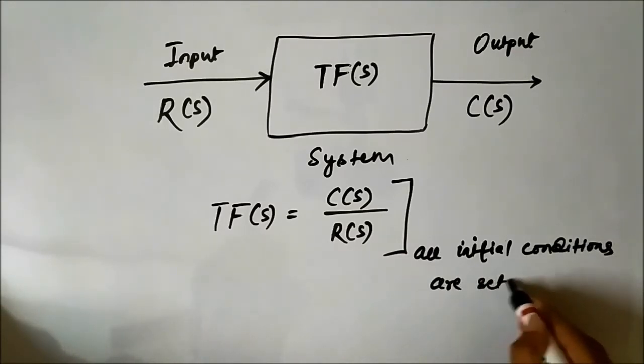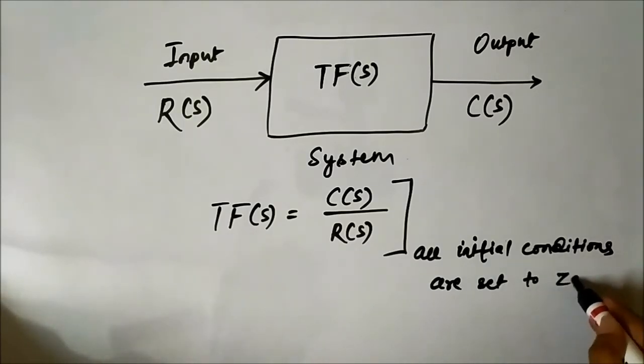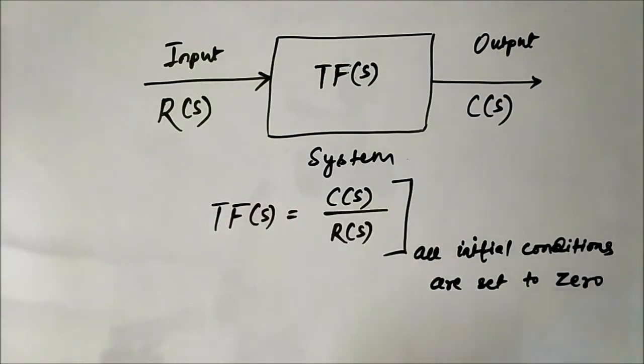All initial conditions are set to 0, meaning from the time the system input and output are being considered, all the values are set to 0, they have no previous value. That's what it means. So the transfer function is the ratio between the Laplace transform of the output and the input, with all the initial conditions being set to 0.